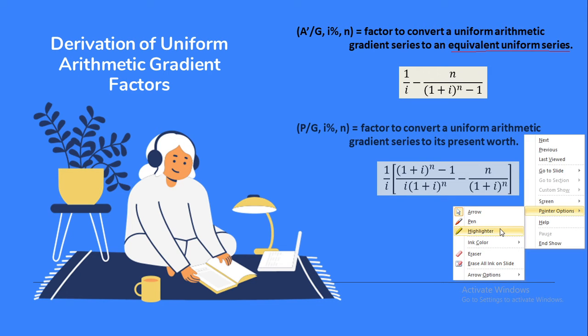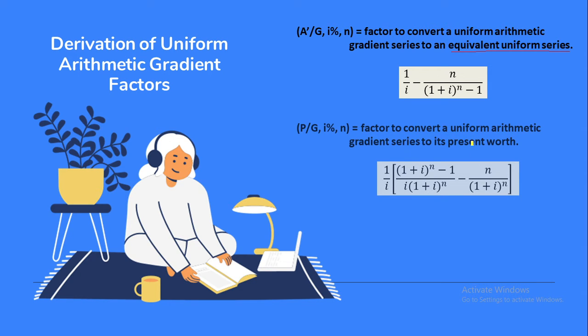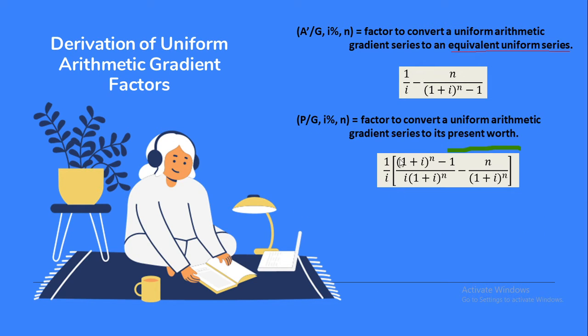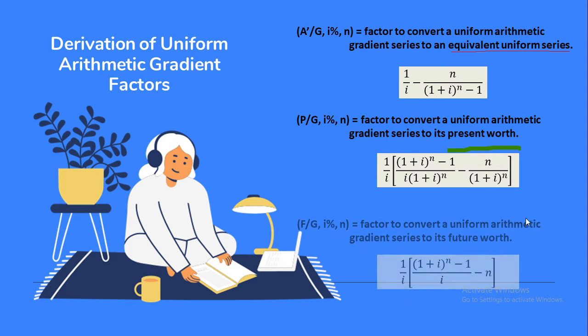If you want to convert the uniform arithmetic gradient series to its present worth, or PG, we will use this formula: 1 over I, bracket, parenthesis (1 plus I) raised to n minus 1 over I (1 plus I) raised to n, minus n over (1 plus I) raised to n.